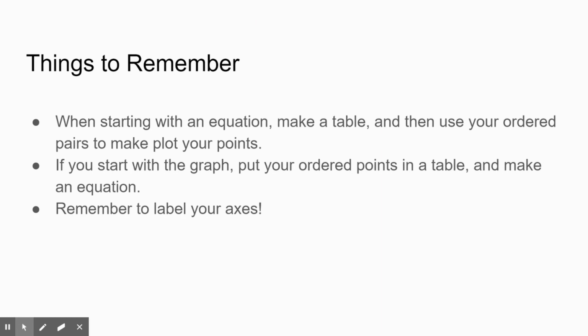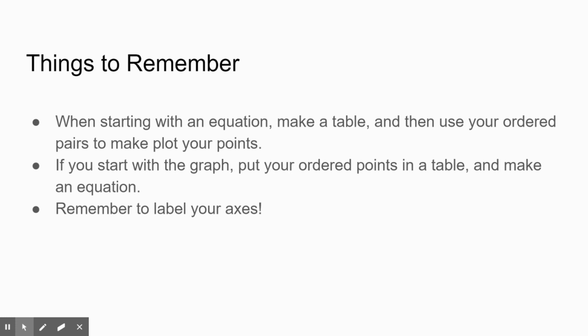When you start with an equation, first make a table from it, and then use the ordered pairs to plot your points. If you're going the other direction, you start with a graph. You can put your ordered points in a table, and then use that table to help you make an equation, just like we did in the previous video. There's also, since we're dealing with graphs, make sure to label your axes. Try to keep them nicely spaced so that you can actually read your graph. But that's about it. If you didn't remember how we go from equation to table or table to equation, make sure you go and watch that video.